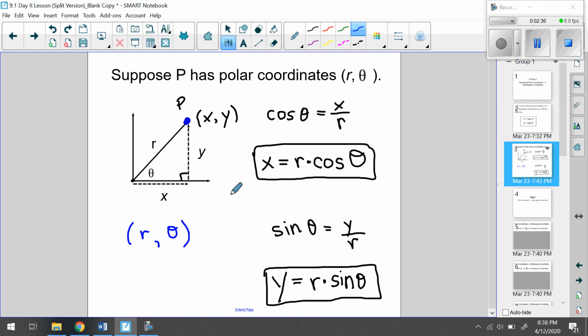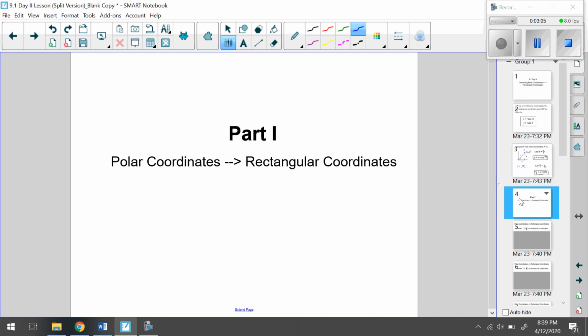And then the other one, again, focus on that same angle theta, and we know that sine is opposite over hypotenuse. The opposite in this case is y, the hypotenuse is r, so we can say sine theta equals y over r, and then y would equal r sine theta. So keep those 2 equations handy. We're going to use those quite a bit over the next several examples and possibly even over the next several days.